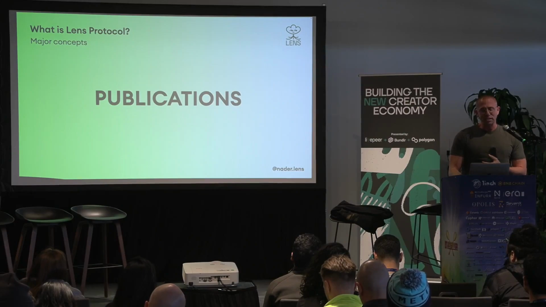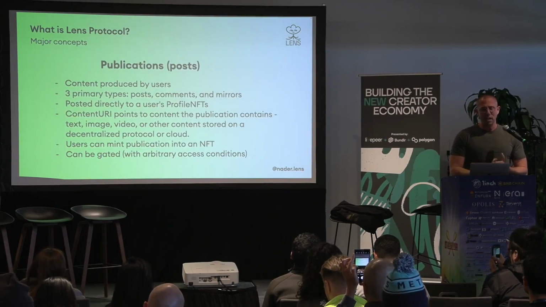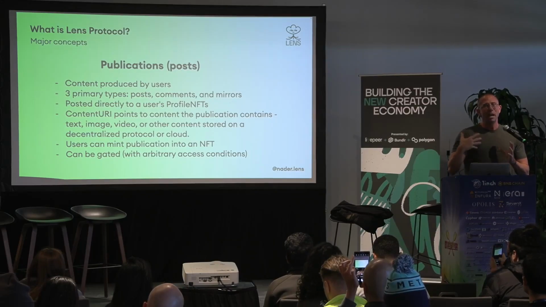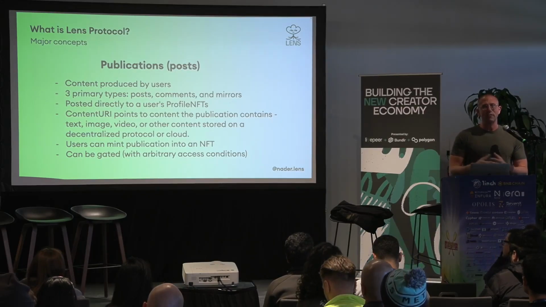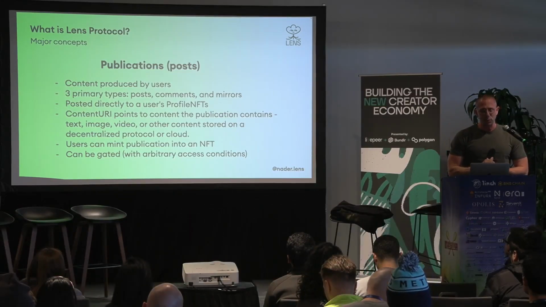The publication is the content creation piece. There are 3 main types of publications: posts, comments, and mirrors. Posts and comments are self-explanatory. A mirror is kind of like a retweet on Twitter.